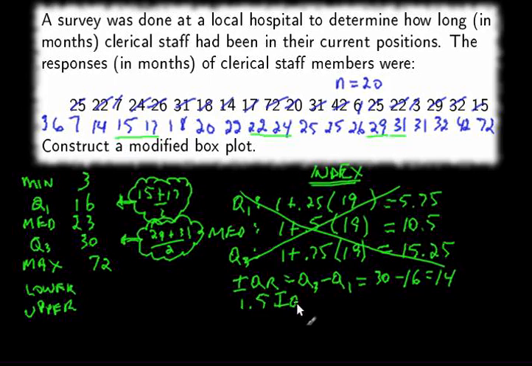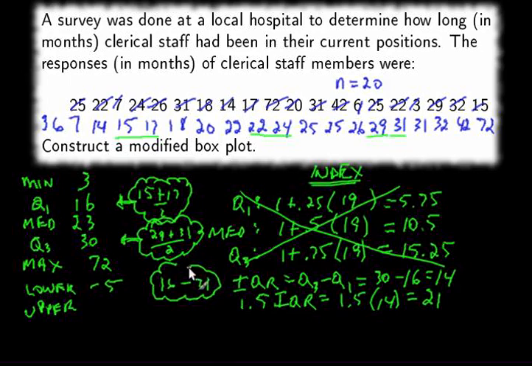1.5 IQR, we just take that 14, multiply by 1.5, that's 21. So the lower fence, we subtract 1.5 IQRs from Q1. So this is 16 minus 21, negative 5. The upper fence is 1.5 IQRs above Q3. So we take Q3, add 21, and we get an upper fence of 51. So that's 30 plus 21.